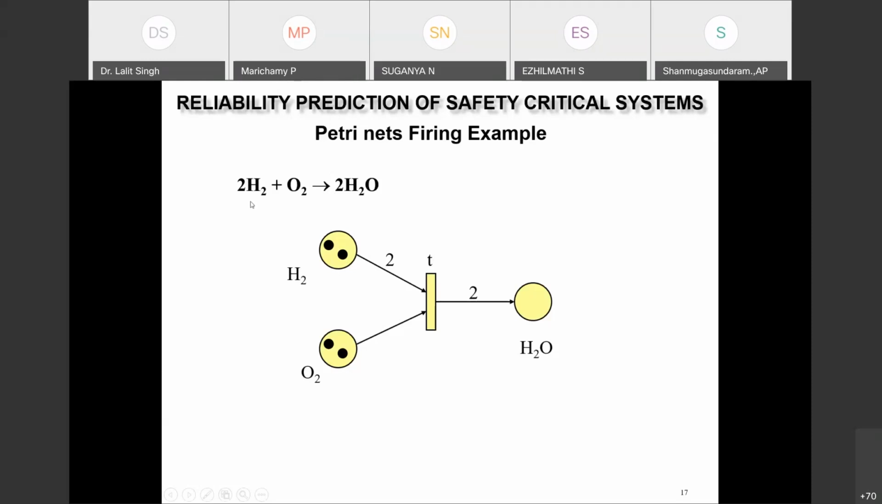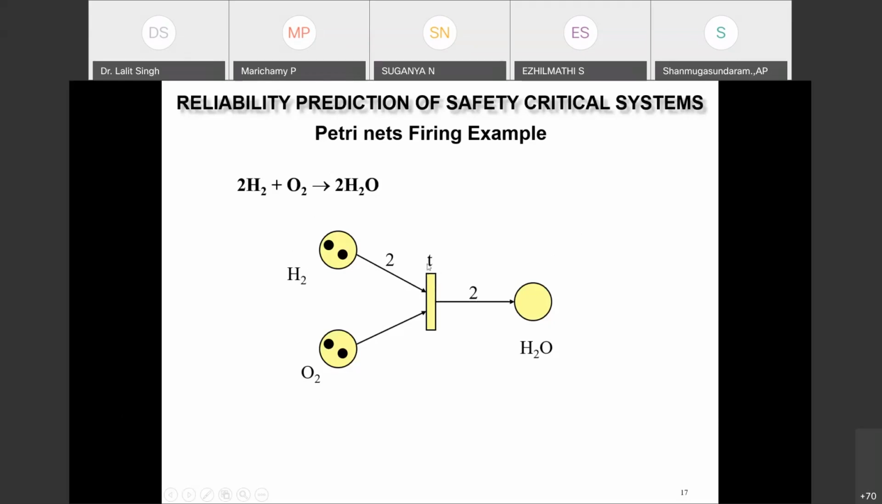So now it has to convert into water. So how? It means we have to change the state. Now there is a rule for how we can change the state of the Petri-net. A Petri-net can change its state only when any transition is in enabled state. So for example, in this figure, there is only one transition. So this transition needs to be in enabled state.